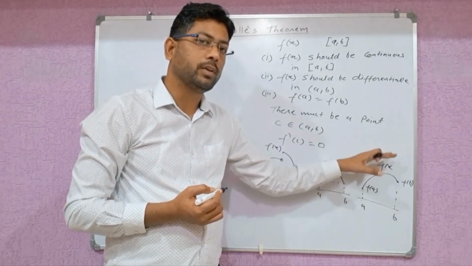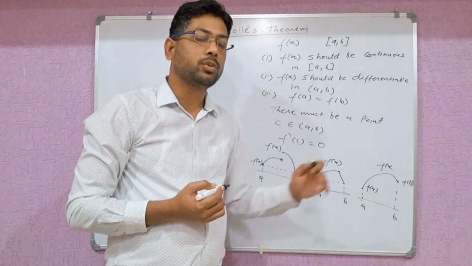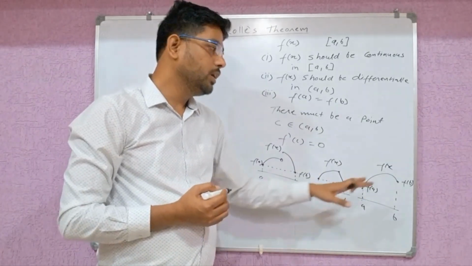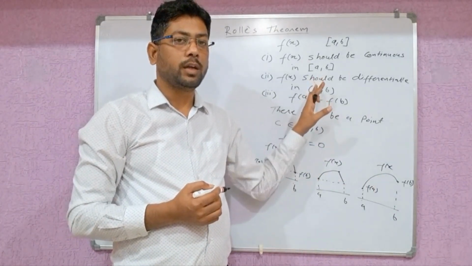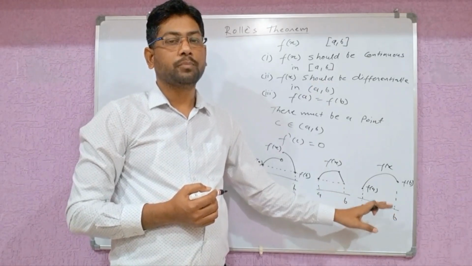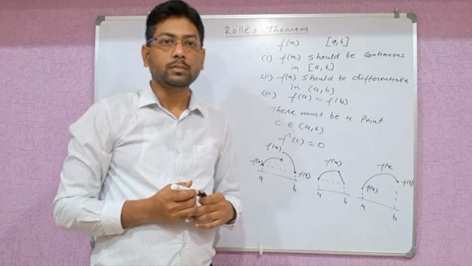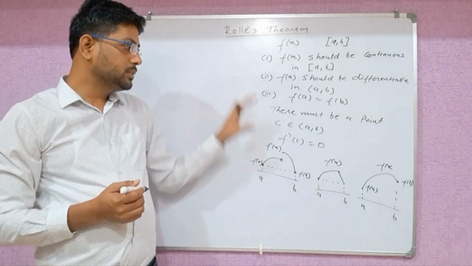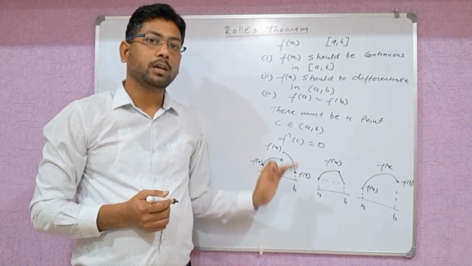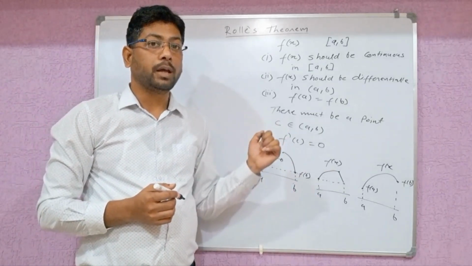There is a huge difference in there. We can see this f of a is not equal to f of b. So again, this third condition is not satisfied, so here again we cannot apply Rolle's theorem. So all these three conditions, when these are not satisfied, we have seen. Now let's see when we'll apply this Rolle's theorem.